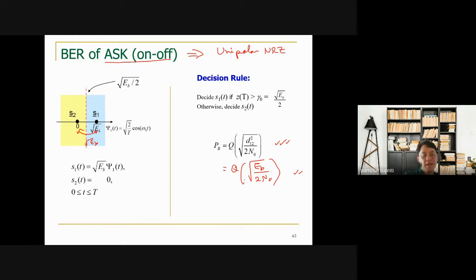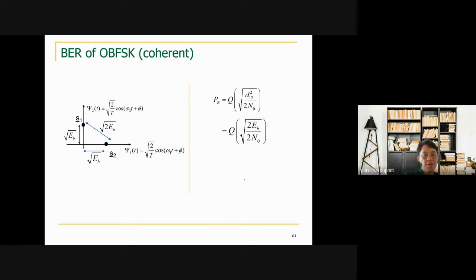Okay, next one is for the orthogonal type, which is orthogonal BFSK, and this is for the coherent system. Here, the vector plots are like this. We have two vectors that are orthogonal to each other, right? And one is on frequency 1 and the other one is on frequency 2, right? Each one has energy of EB, so the magnitude is square root EB.